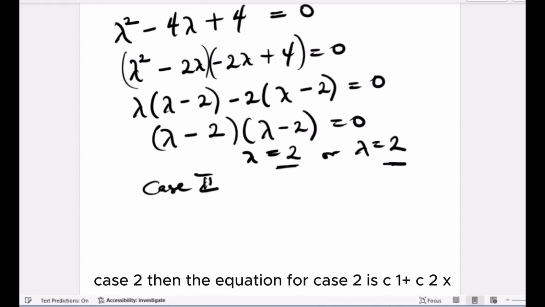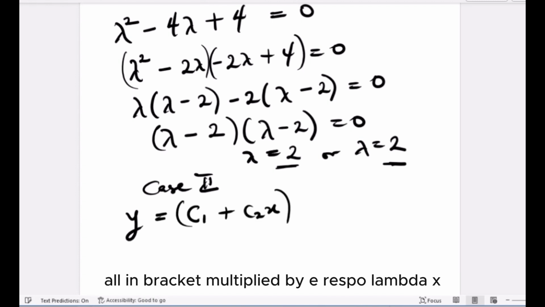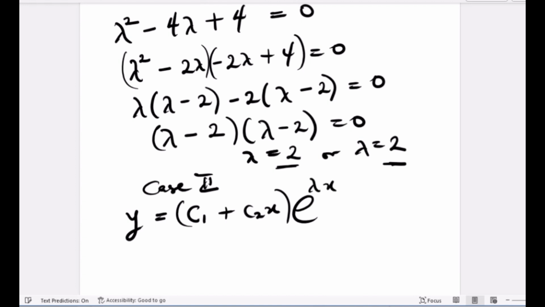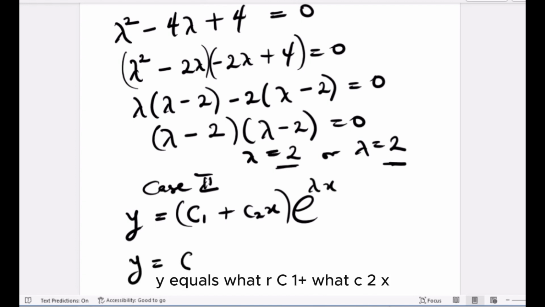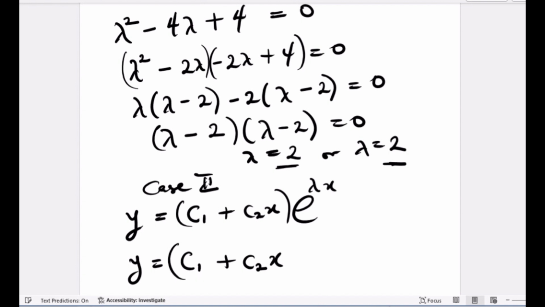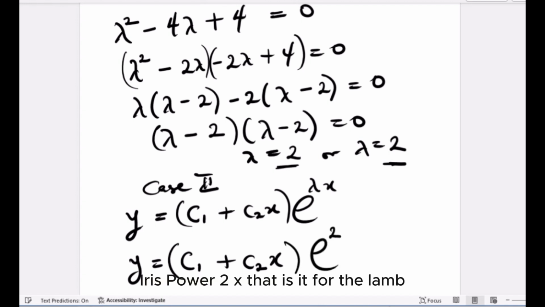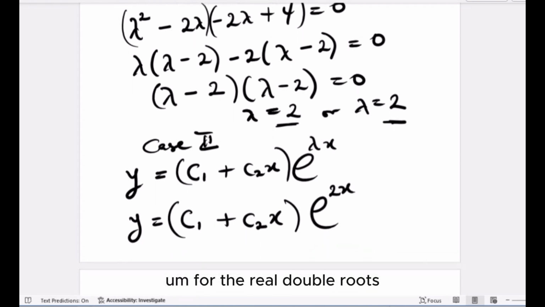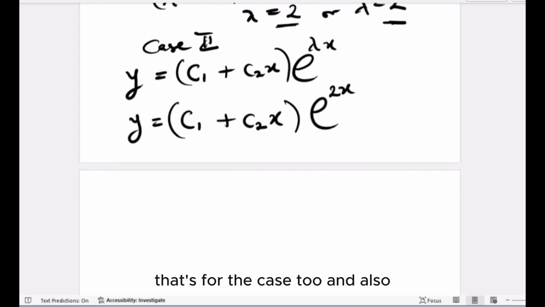The equation for case 2 is y equals C1 plus C2 x, all in brackets, multiplied by e raised to the power lambda x. So y equals C1 plus C2 x, times e raised to the power 2x. That is it for the real double roots, that's for case 2.